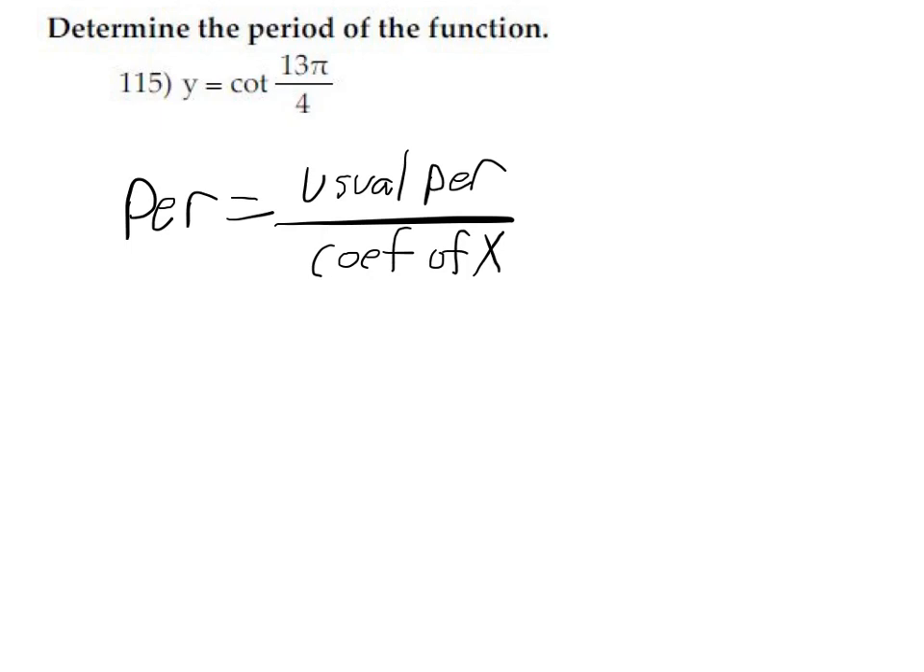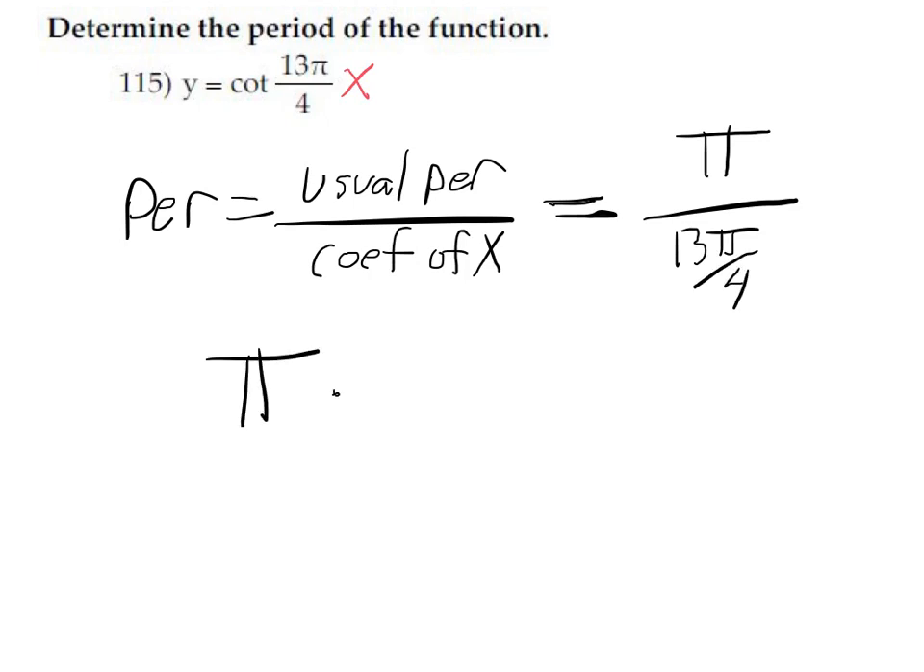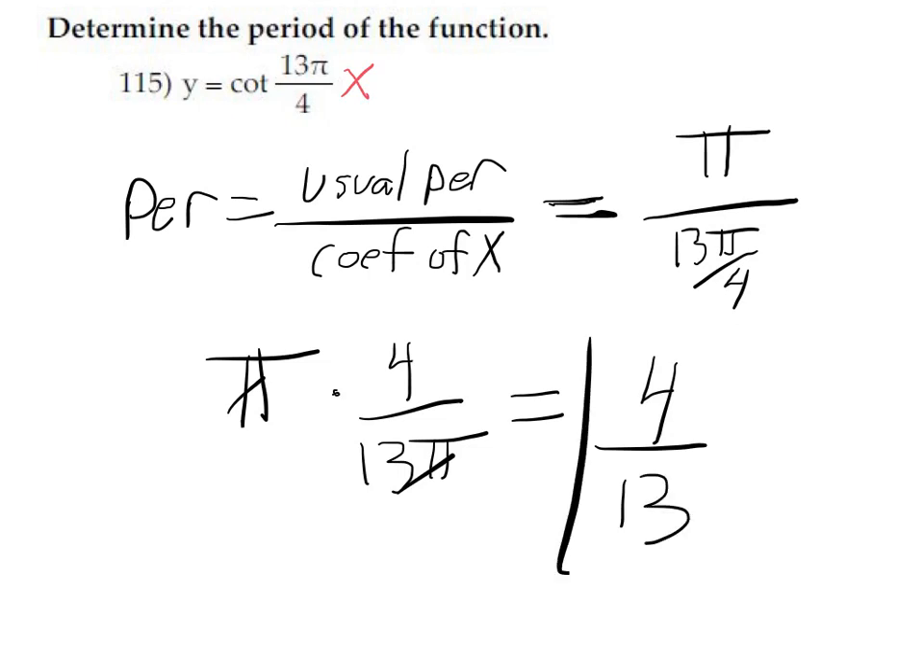So we are going to have to assume that there was an x there. Okay, with that in place, what we would do is take the usual period. The usual period for tangent and cotangent is pi. The coefficient of x is 13 pi fourths. Now you can take this and multiply by its reciprocal and get the pi's to reduce and have 4/13, which would be the period of this.